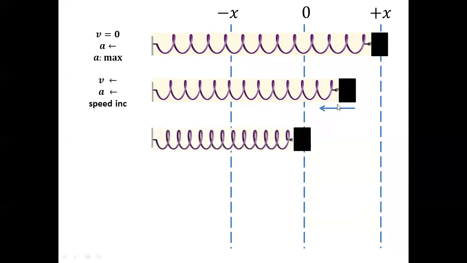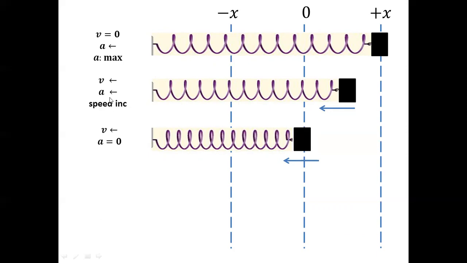Next, when the object reaches this position, which is again the equilibrium position, the object will still have a velocity directed to the left. But if you look, the spring is now back to its rest length. It's neither compressed nor stretched. That means it will not exert any force on this object. That means there is no acceleration experienced by the object at this position.